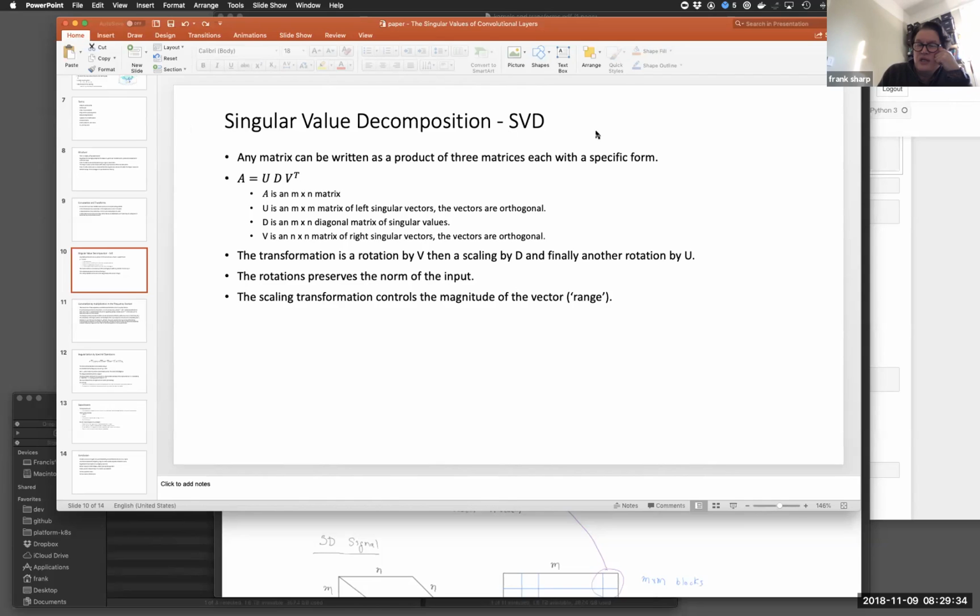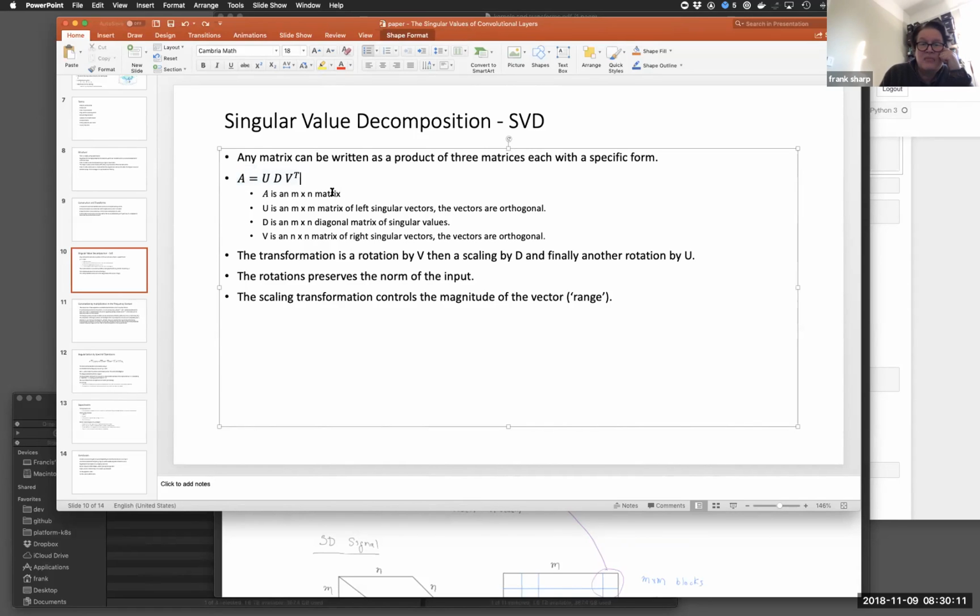So SVD is perhaps related to eigenvalue, eigenvector decomposition, whereas eigenvector decomposition is restricted in its use on the type of matrices that can be decomposed. This SVD can be used on any matrix. So this is what happens. You have a matrix A, and you can decompose it into three matrices, U, D, V. So there's a specific structure to that decomposition.